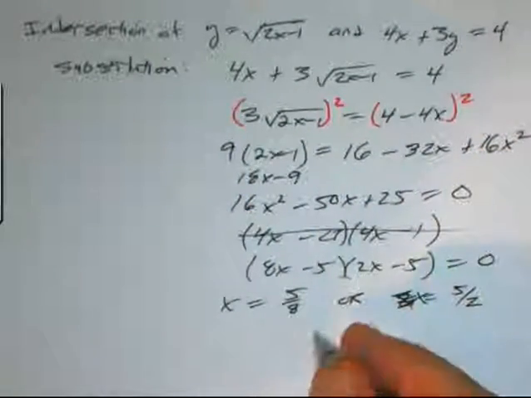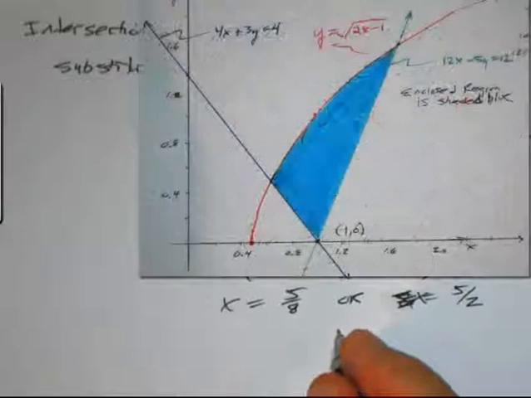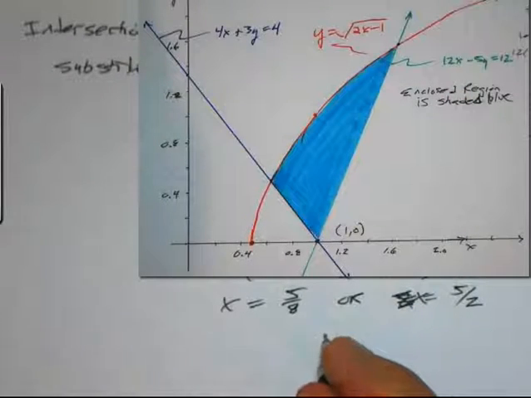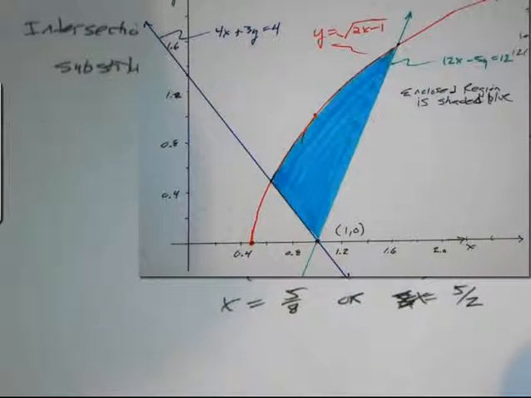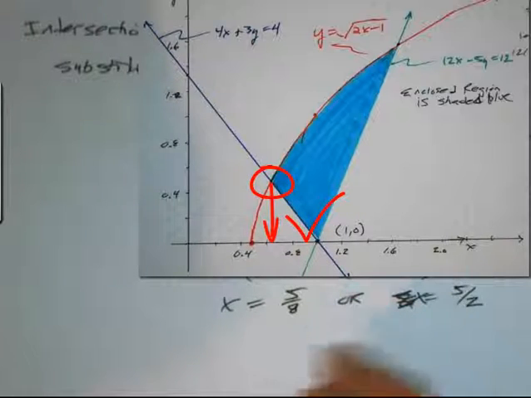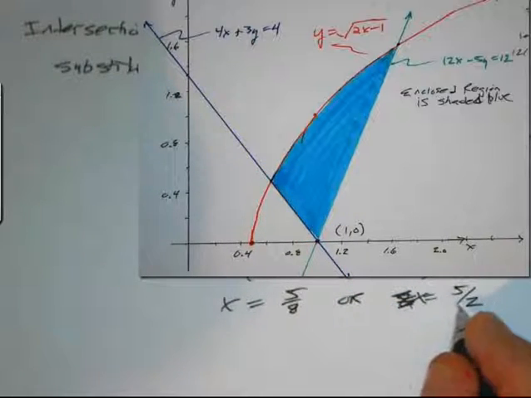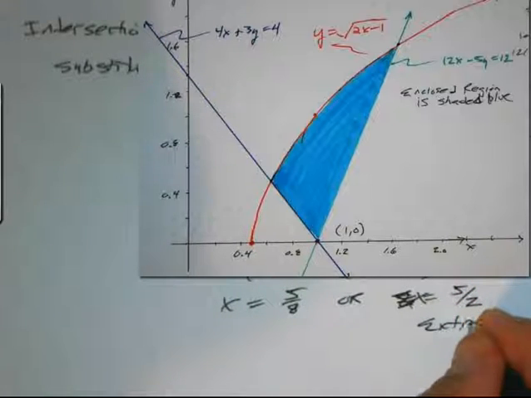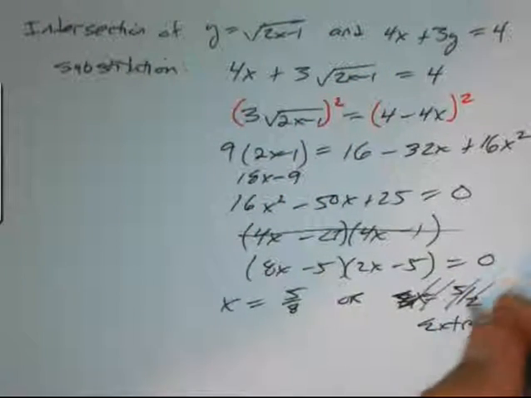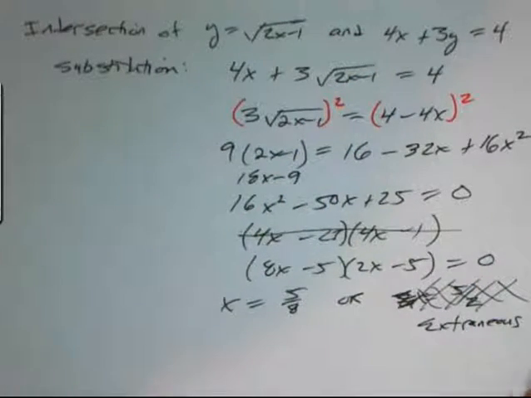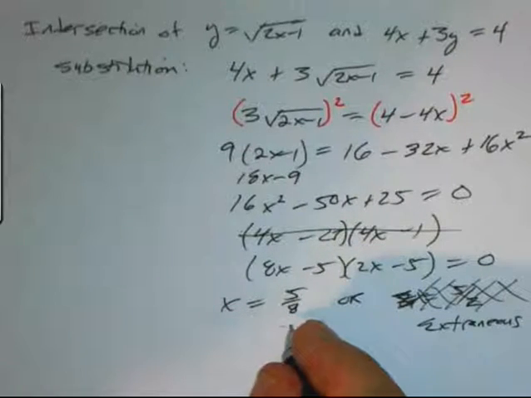But you know what? We actually have available to us a graphic check, since we have already graphed this. By looking at our graph right now, we can see that an x corresponding to 5/8 looks very consistent with the graph. The x equal to 5/2 is nowhere to be seen. So this one here is extraneous, and that means discard that. And this is our only keeper here.